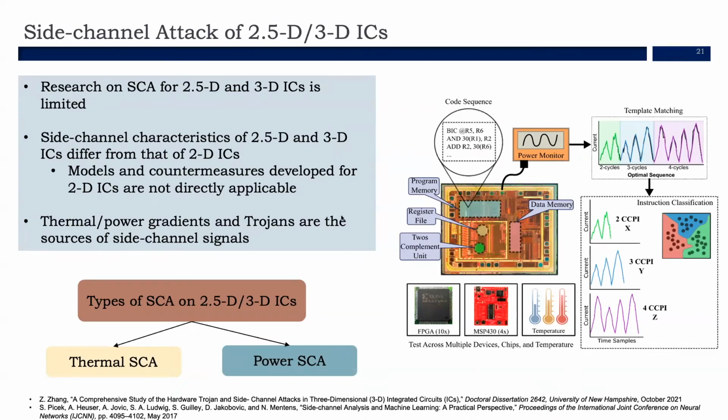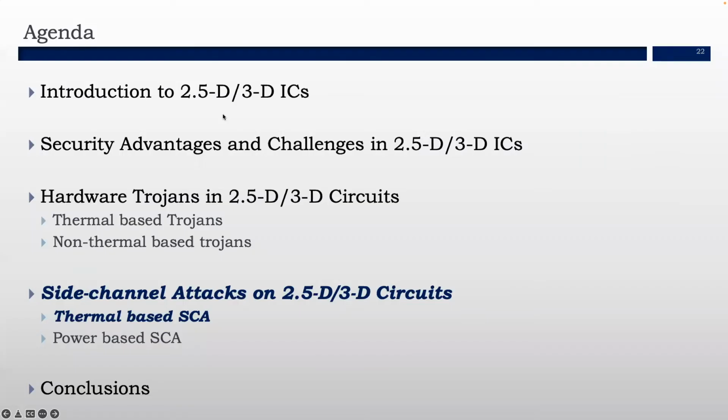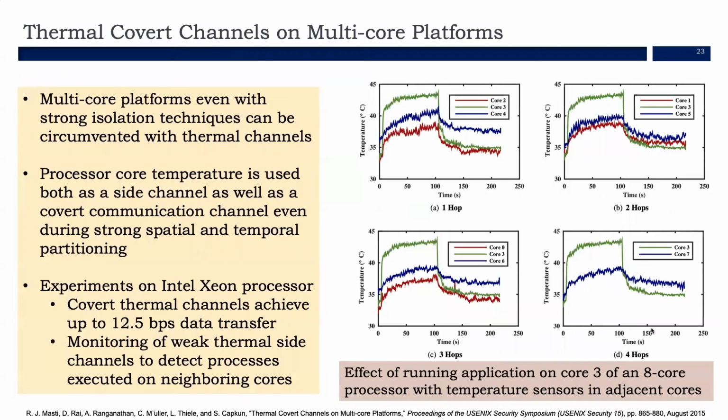One of the main sources of side channel signals is thermal and power, and therefore side channel analysis on 2.5D is broadly classified as thermal and power based side channel analysis. Coming to thermal-based side channel analysis, this example is that of an Intel Xeon processor that has an octa-core processor. So we are monitoring the different temperature sensors placed in different cores.